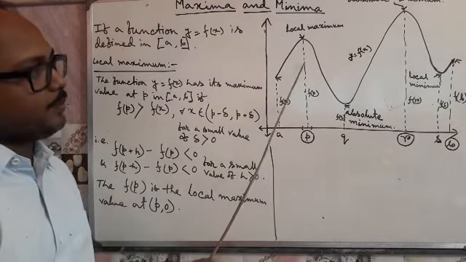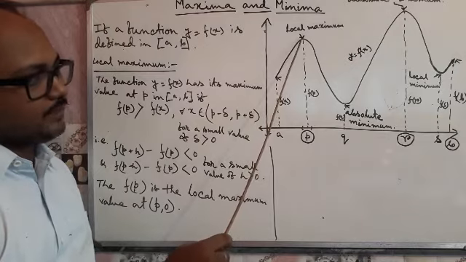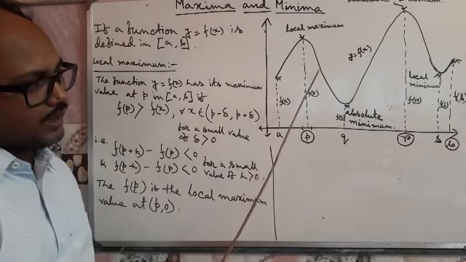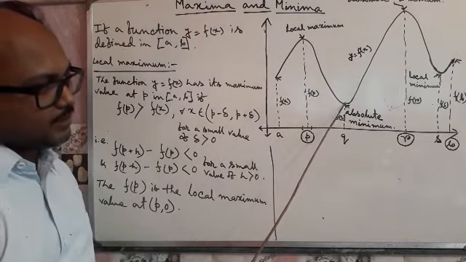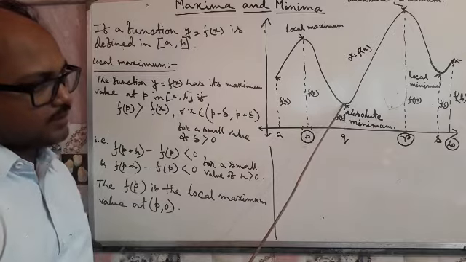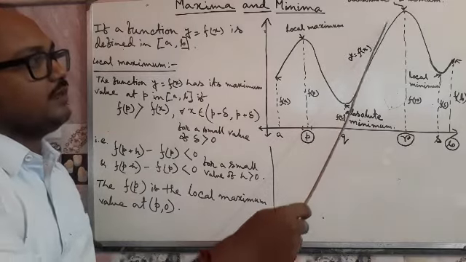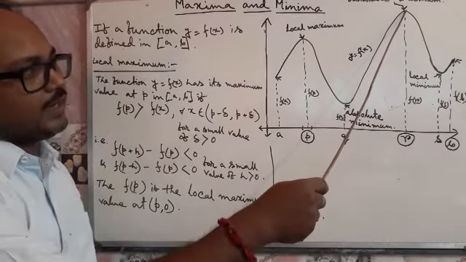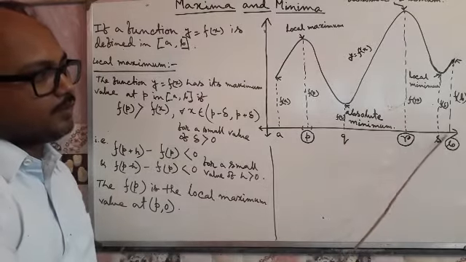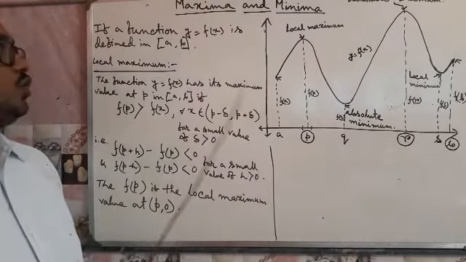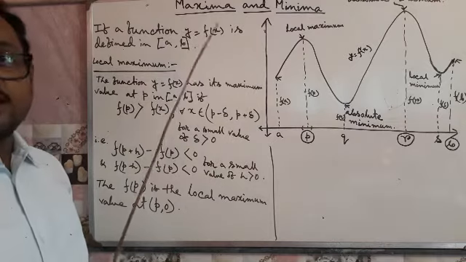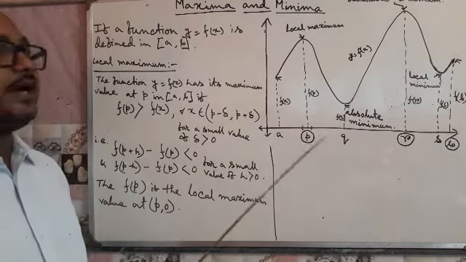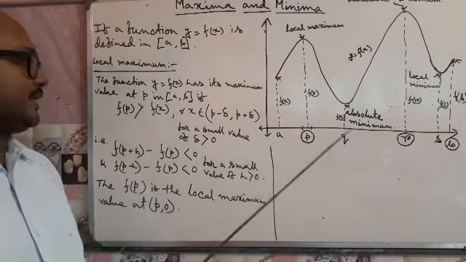So at this point p it has the maximum, then again it is decreasing, and suppose this is the point q, then here it is the minimum, again it is increasing, then decreasing. So at the point, if this point is r, again maximum, again minimum. Okay, so what is local maximum and what is absolute maximum?